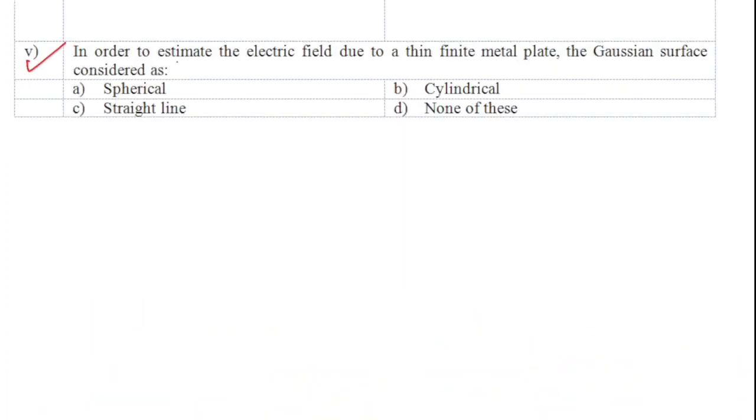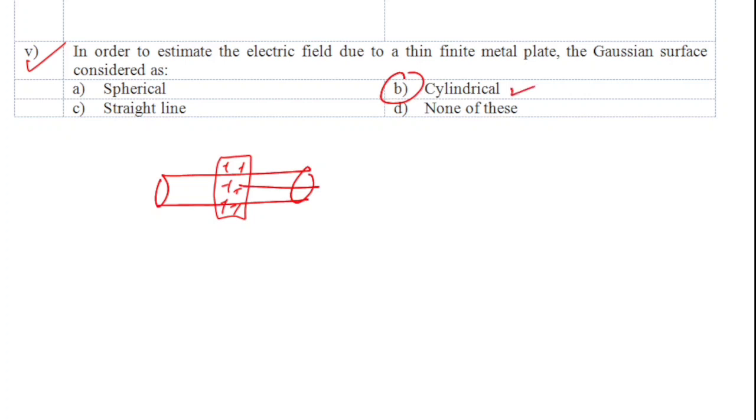Last question. In order to estimate the electric field due to a thin infinite metal plate, the Gaussian surface considered is, as I already told you, when you want to find the electric field due to this thin infinite plane sheet, what type of Gaussian surface do you have to draw to enclose these charges? Spherical, cylindrical, straight line, or none of these? Yes, a cylindrical surface like this one, to find the electric field due to this plane sheet at any distance. You have to use this cylindrical Gaussian surface to find the electric field in case of an infinite metal plate.